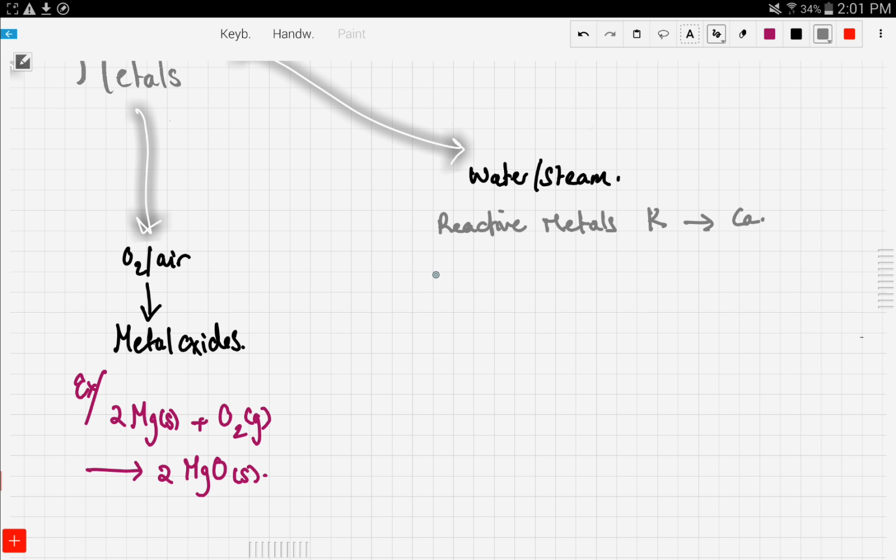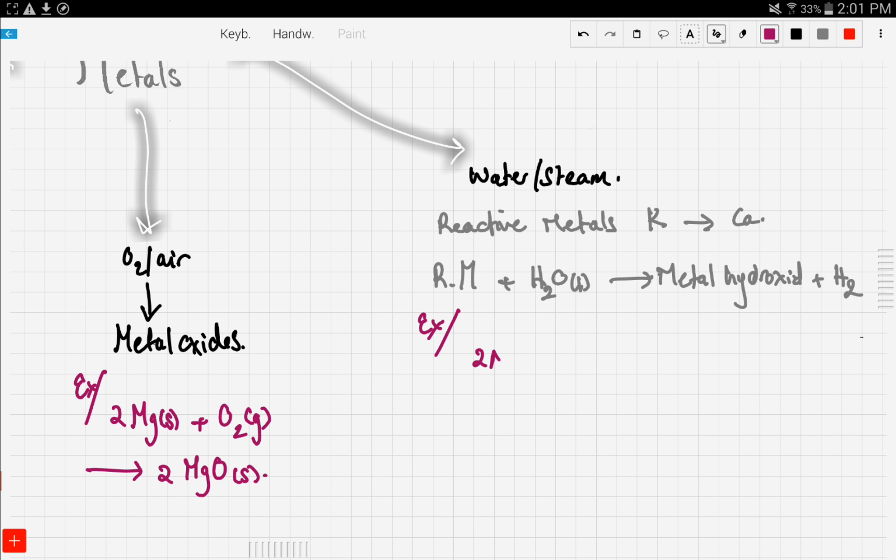Well, reactive metals, denoted by Rm, react with water to give metal hydroxide plus hydrogen gas. Well, let's take an example. An example of a very active metal would be sodium. Sodium is the second in the reactivity series, reacting with water to give sodium hydroxide plus hydrogen gas.